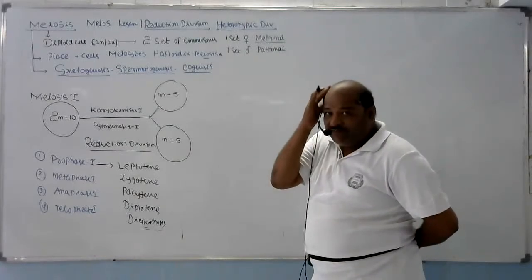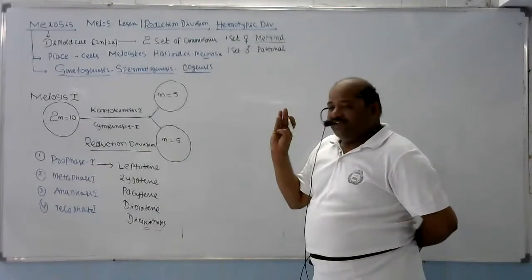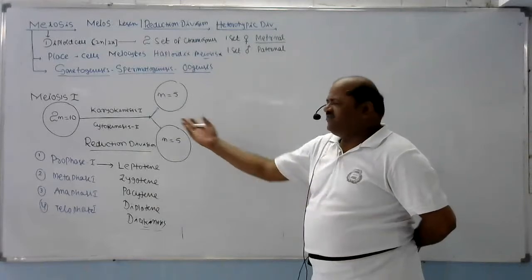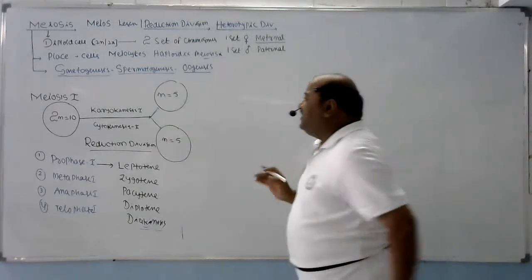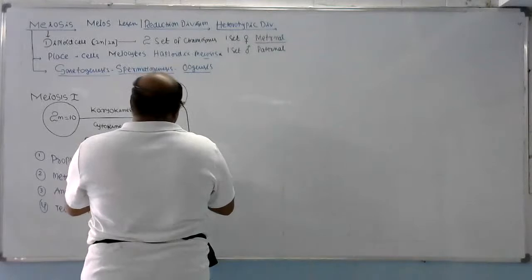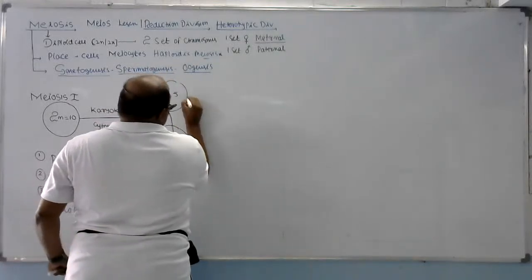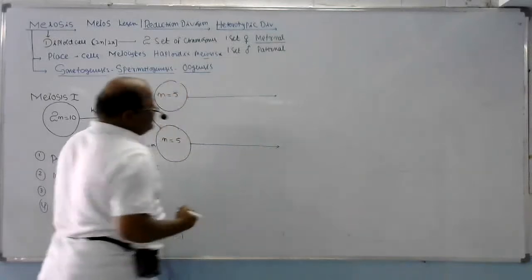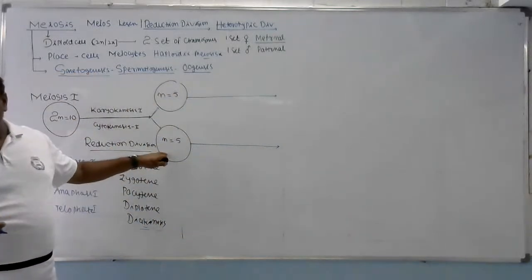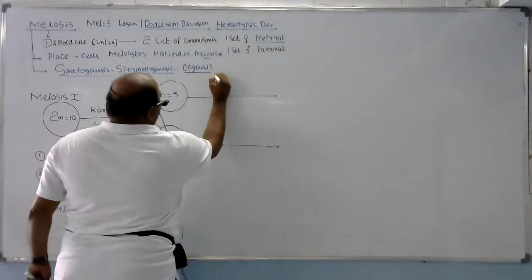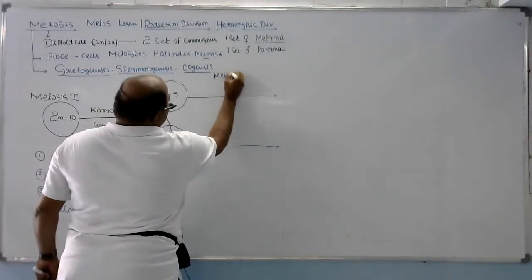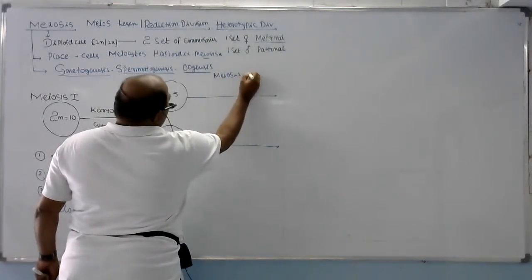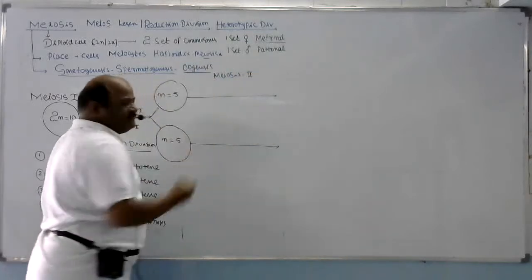Always keep mitosis in your mind: prophase, metaphase, anaphase, telophase. It is very easy. After that, two cells are formed. Next, what happens? Meiosis 2 takes place for each and every cell. Now this is the process, meiosis 2.